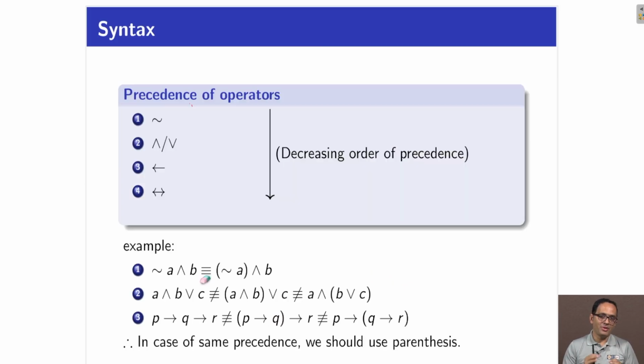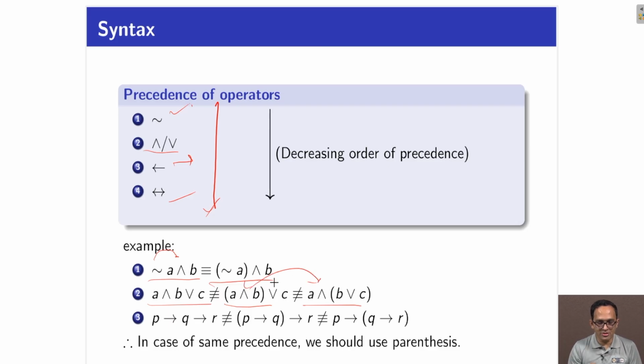In syntax, whenever there are multiple operators, you also need to decide the precedence of these operators, that is, which has more priority. The order is: the highest is negation, followed by and, or, then implication, then bi-implication. Because negation has more priority over and, a formula like this means this. But when you have a formula like this, because and, or have the same priority, you cannot be sure which one to pick. You can pick this or this, but these two are not equivalent. If you construct the truth table, you will see they are not equivalent.